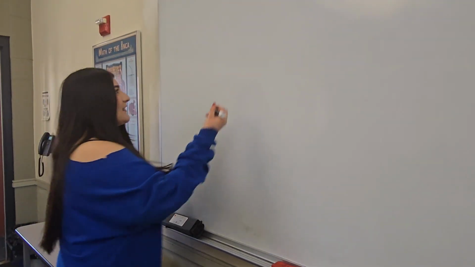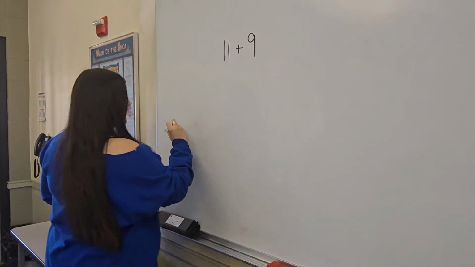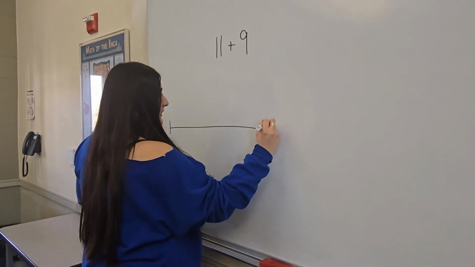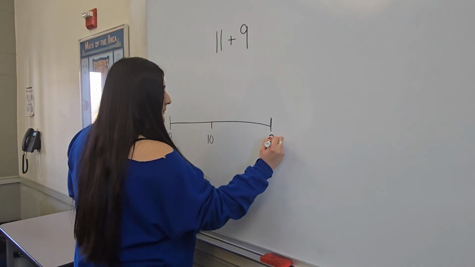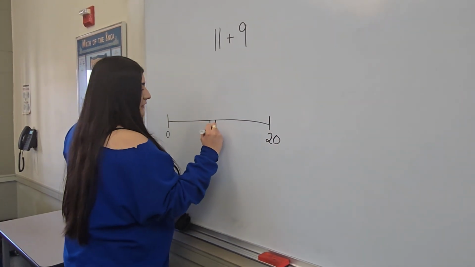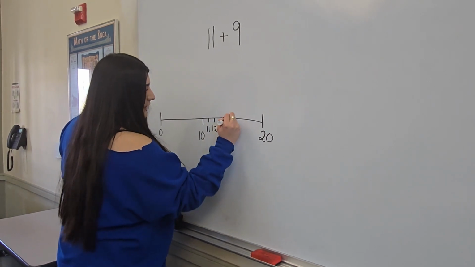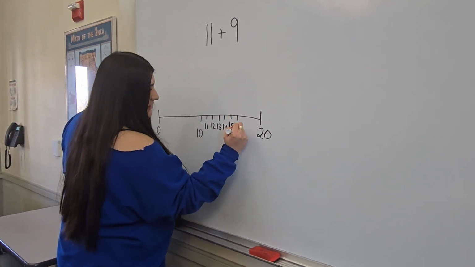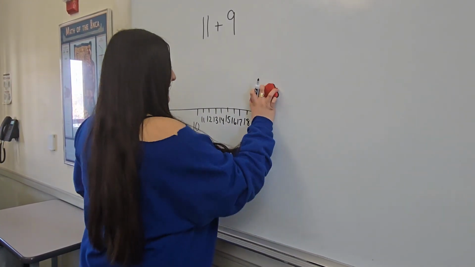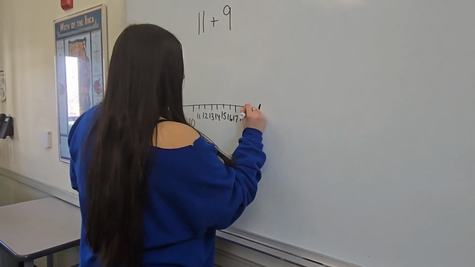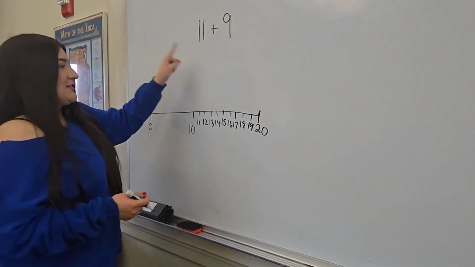So now for mistakes. Our equation once again is 11 plus 9. So let's make our number line: 0, 10, and 20. 11, 12, 13, 14, 15, 16, 17, 18, hold up, 19, and 20. So now we're going to count this on the number line.